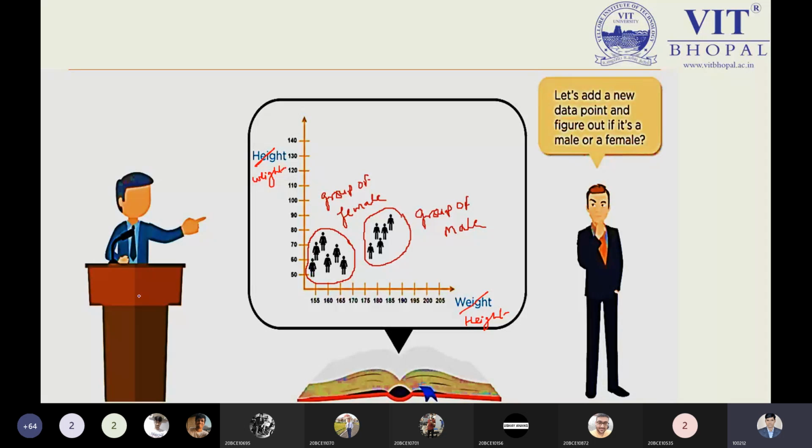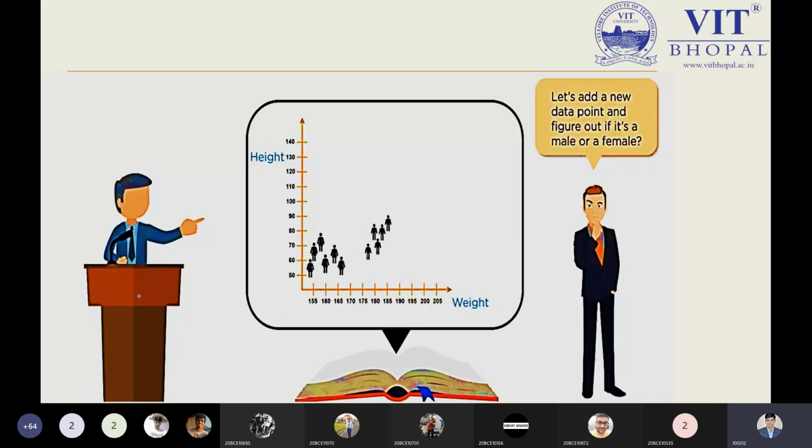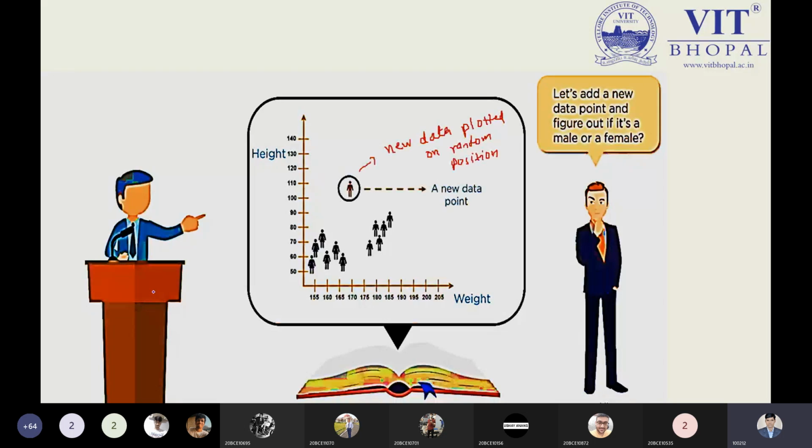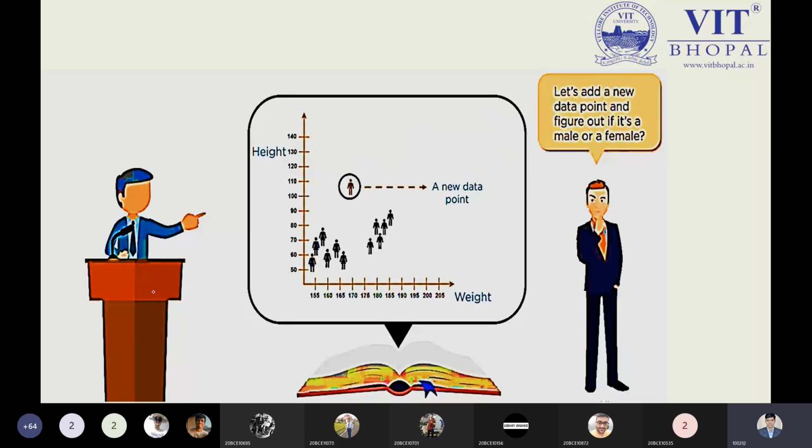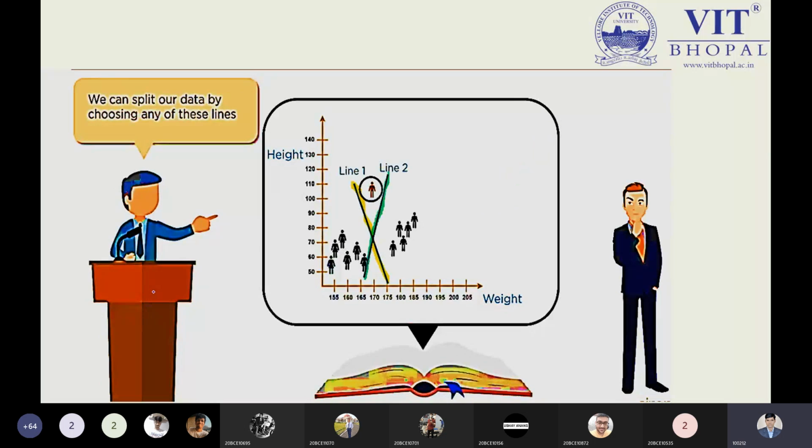So we have two groups. One is the male group, and another group, and we have inputted new data. You can see I have just inputted new data. Is it visible to all right now? The new data is plotted at a random position. Is it visible? Yes, sir. Okay. As the next step, I used two lines, line one and line two. Same as we have done. Tell me yes or no. If I choose line one, my data will be male. If I choose line two, my data will be female. This was the confusion. Tell me yes or no.